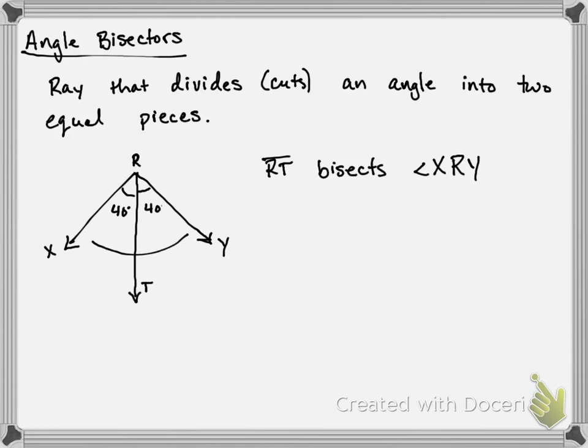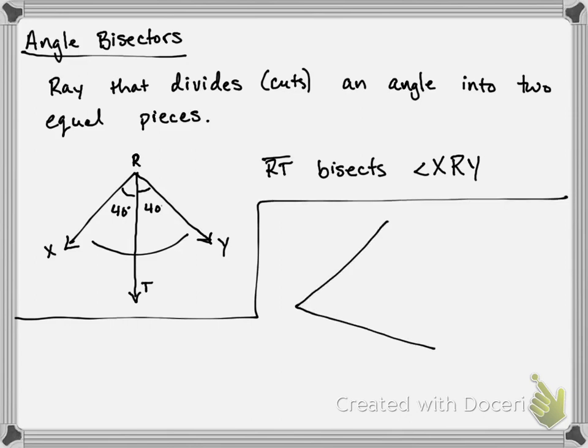In other examples, sometimes you're going to be given maybe something like this. You're going to be told that this is a bisection. Sometimes they show that by these little arcs being the same. I have one little arc here, one little arc here. So that means that these angles are the same. Just like on our midpoint, we had tick marks. That shows that those are the same.